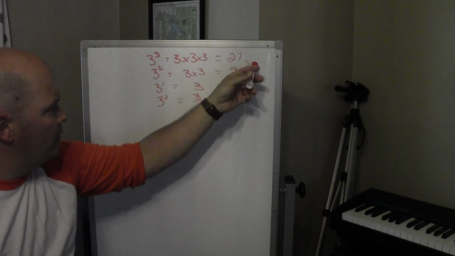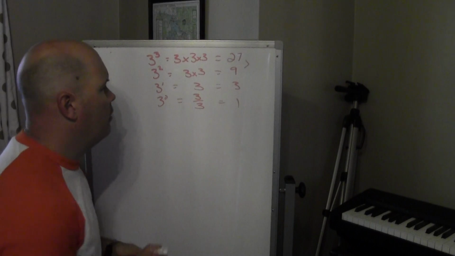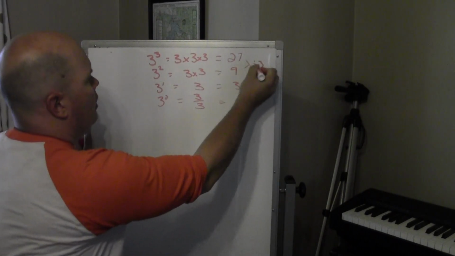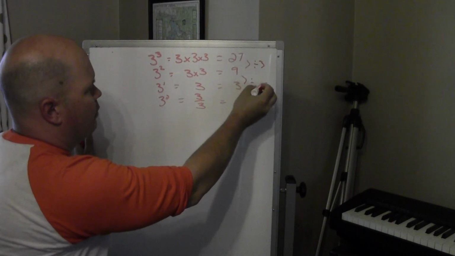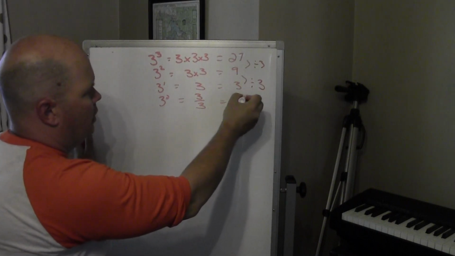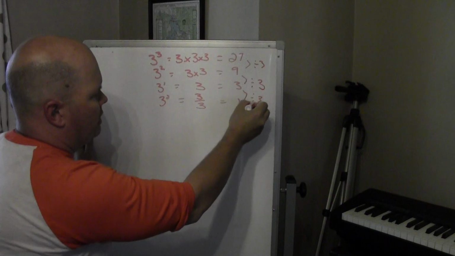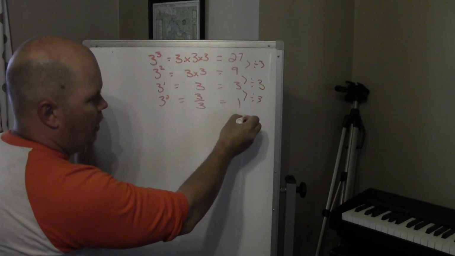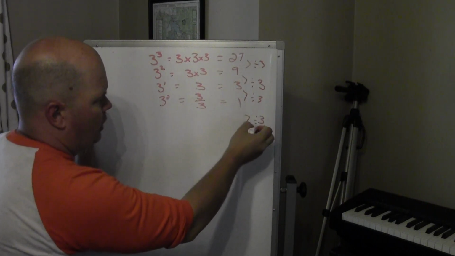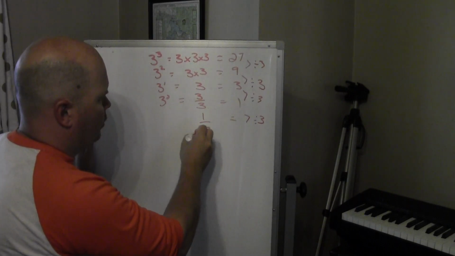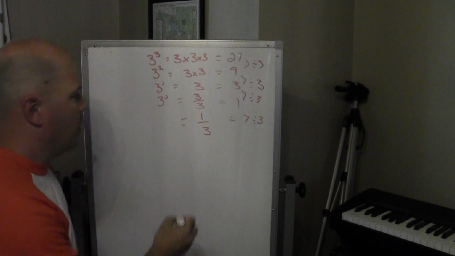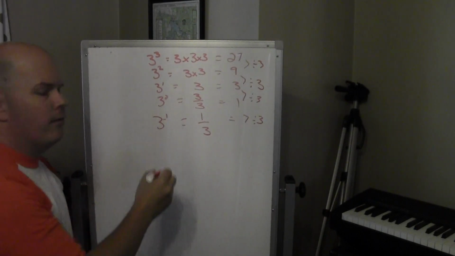So 27 divided by 3 is 9. And then 9 divided by 3, my base number is 3. 3 divided by 3 is 1. Then 1 divided by 3 equals 1 over 3, which, if I follow my pattern of exponents, would be 3 to the negative first.